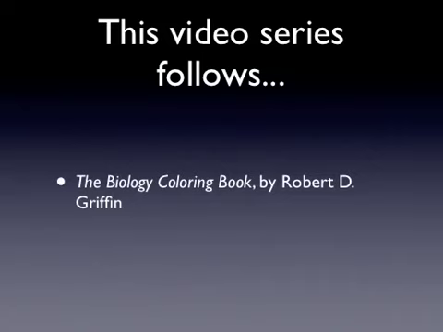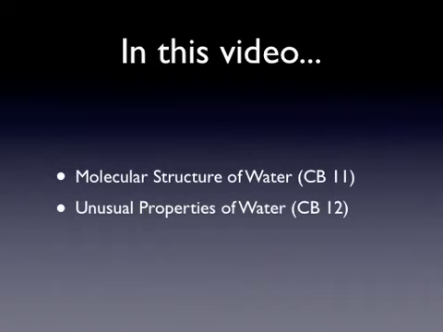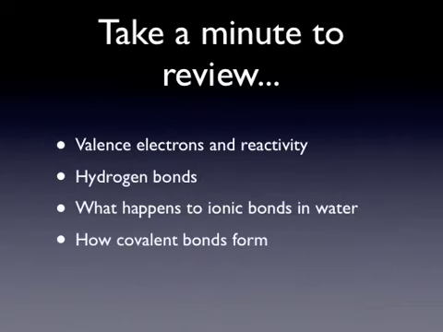This video series follows the biology coloring book by Robert D. Griffin. In this video, we're going to take a look at the molecular structure of water and unusual properties of water. Before we begin, I'd like you to pause the video and just take a few minutes to review some important ideas. I'd like you to review valence electrons and their effect on reactivity, hydrogen bonds and where you find them, what happens to ionic bonds in water, and how covalent bonds form.